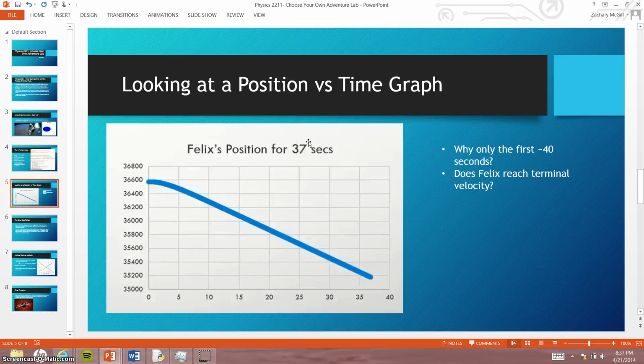This is a position versus time graph for Felix's fall in the first 37 seconds. We only did the first 40-ish seconds because this is the only way you can see when he reaches terminal velocity. According to this data, he reaches terminal velocity within 5 seconds, which obviously seems a little fast, and we'll talk about why that is later, but that's just useful for you guys to see how fast he's really going.